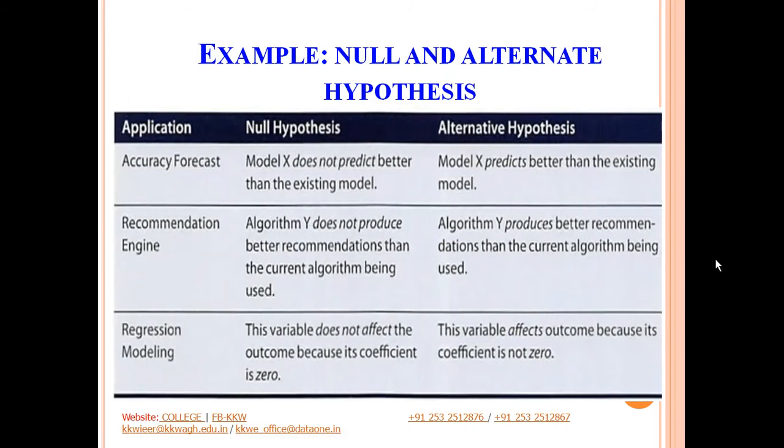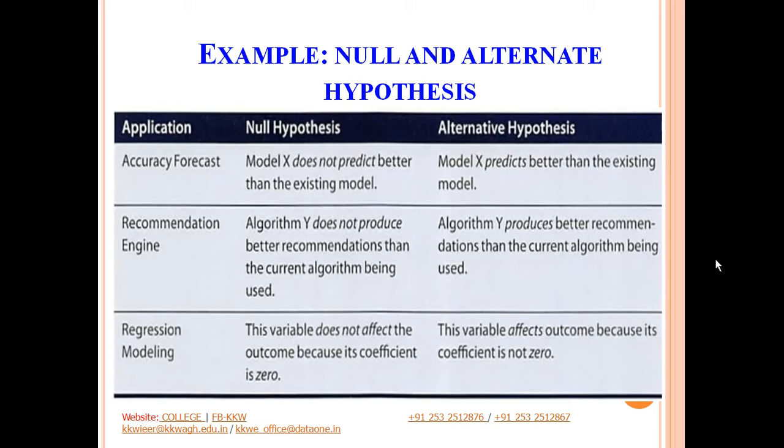Here are some more examples of null hypothesis and alternative hypothesis depending on the applications. The first application in the list is accuracy forecast. So let us say the null hypothesis can be: some model X does not predict better than the existing model. This is our assumption. So obviously the reverse of it, or mutually exclusive events they are. So the opposite of it would be: model X predicts better than the existing model. That is our alternative hypothesis.